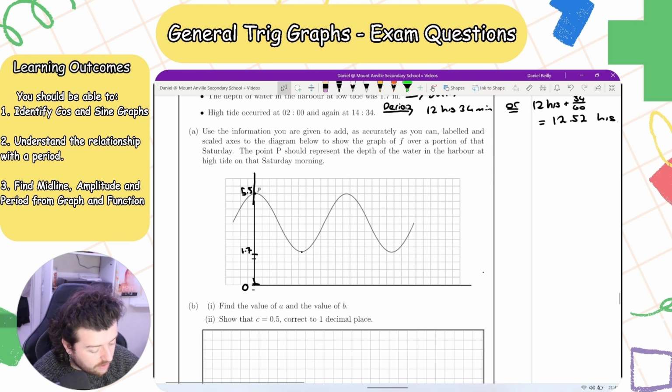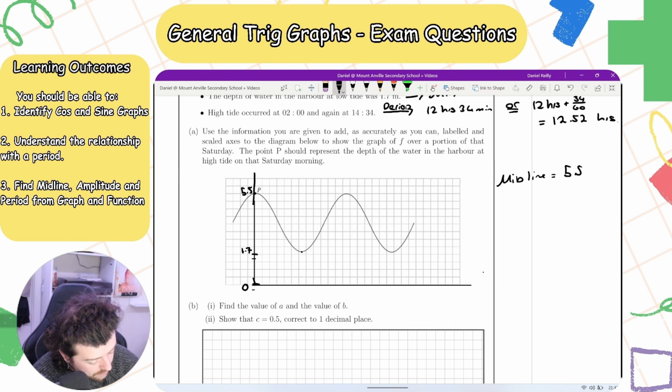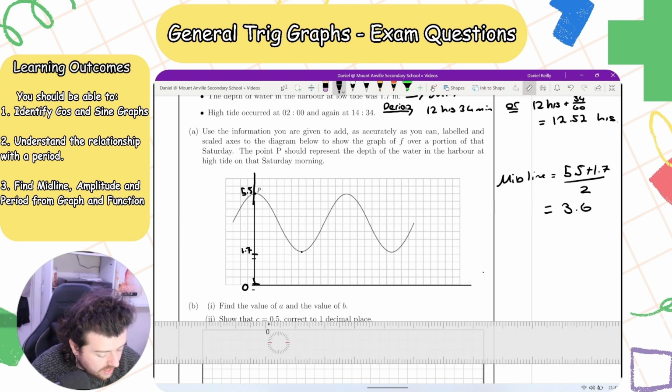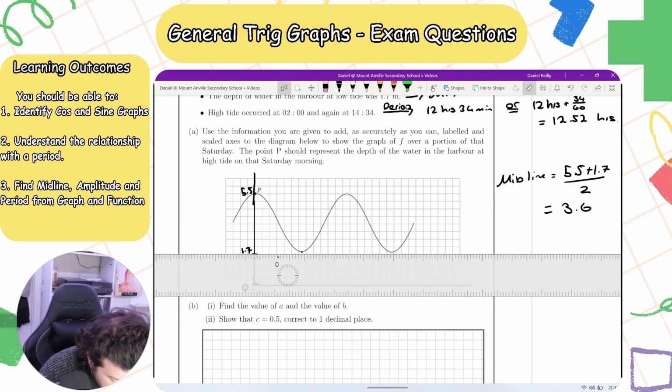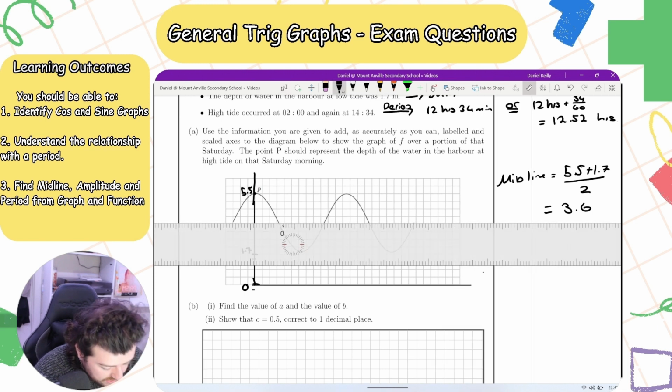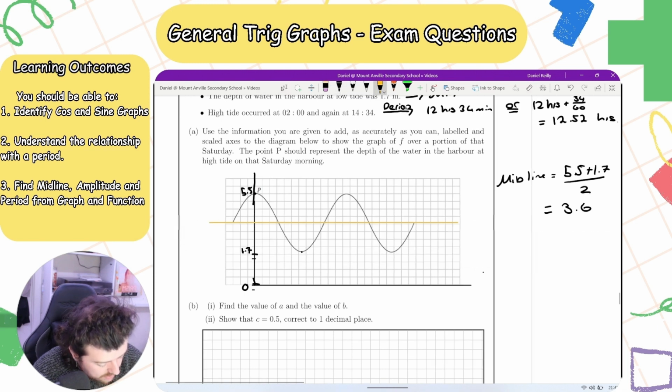Now, a thing that could help me later on is the midline. So the midline is the line that's in the middle, which is just the maximum plus the minimum divided by 2. So 5.5 plus 1.7 divided by 2 is going to be 3.6. So my midline is going to be at 3.6, which is roughly going to be around here. There's my midline. Okay, so this is 3.6.